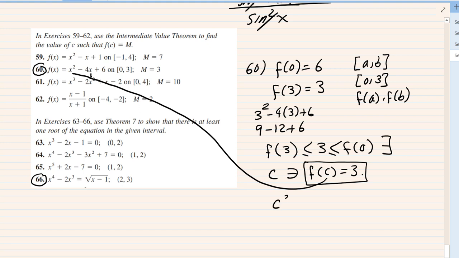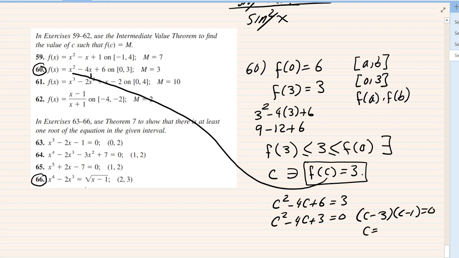So we get c squared minus 4c plus 6 equals 3, and then we can solve this. Subtract 3 from both sides, and this would be factorable. The factored form is c minus 3 times c minus 1 equals 0. And from this we pick up c as 3 and 1. See, we were able to find at least 2 values.